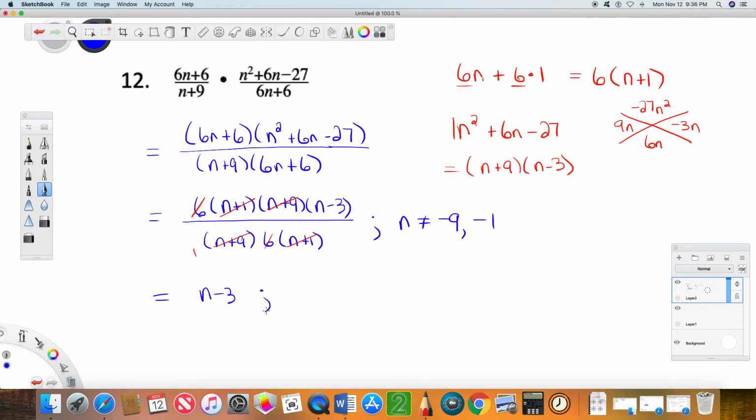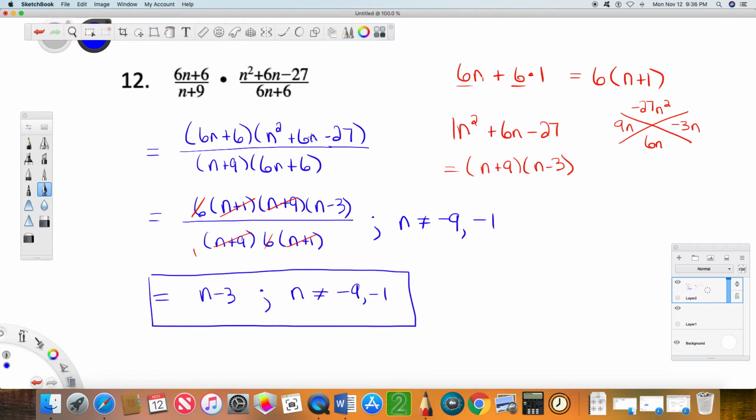And our restrictions: it'll never reduce to n minus 3 if n were allowed to equal negative 9 or negative 1. So again, I don't think a normal person would look at these two fractions and say, well, that's obvious, that's n minus 3. It's just not that obvious. So that's why we break it down, that's why we show our work, that's why we look and approach it step by step.